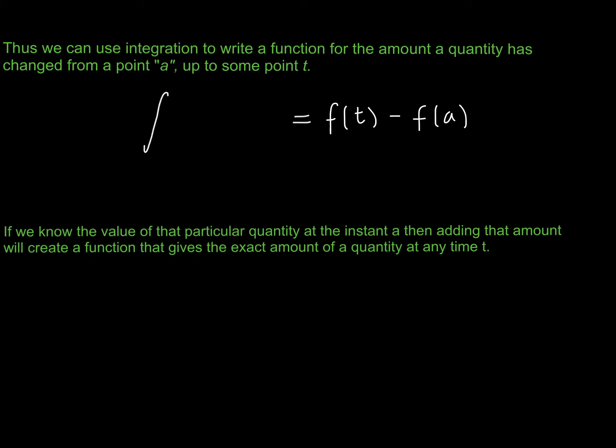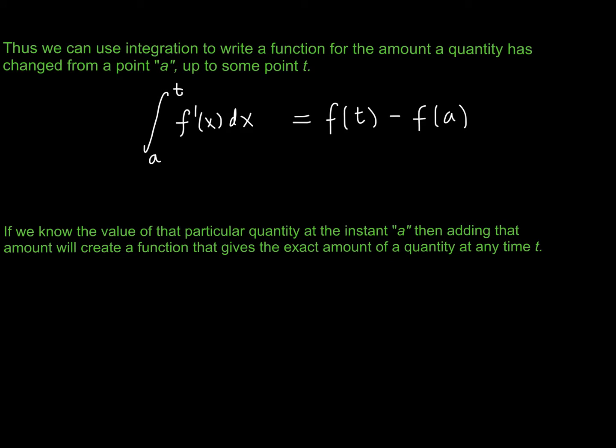at that point a. And using the fundamental theorem of calculus, we can represent this as an integral, right? This is just the integral from a to t of the rate of change f prime of x dx. Now, since this gives us the amount the quantity has changed, all we need to do is incorporate the amount we have at that instant A, and if we add that to the change, then we're going to have a function that gives us the exact amount of that quantity at any time t.